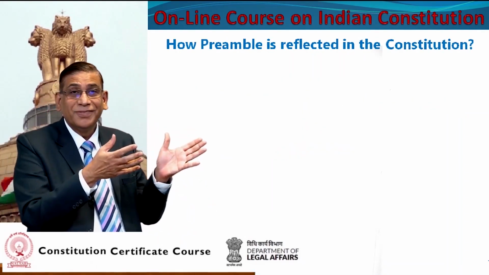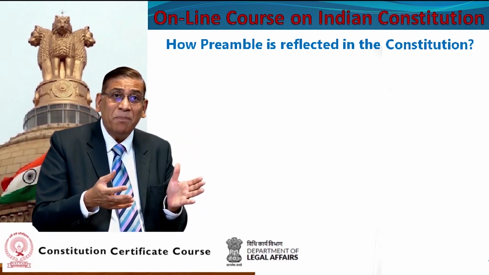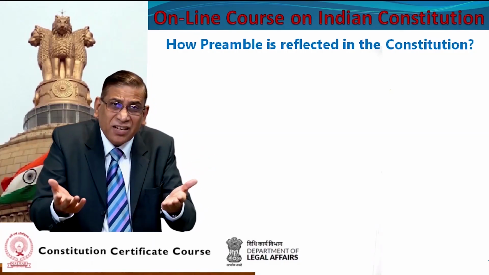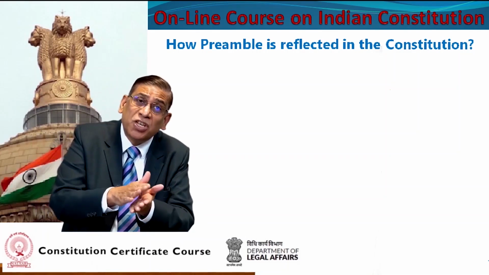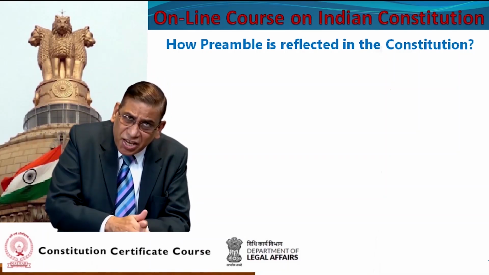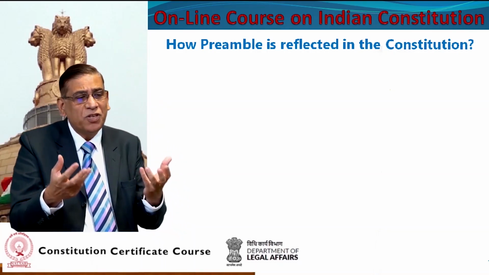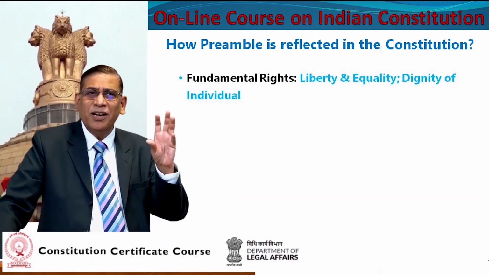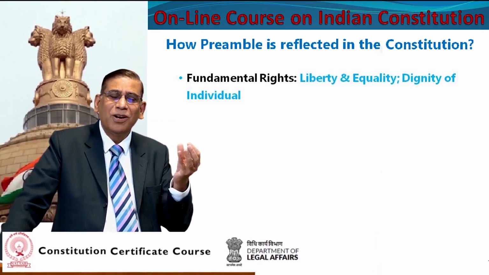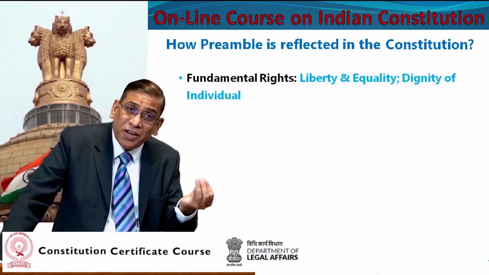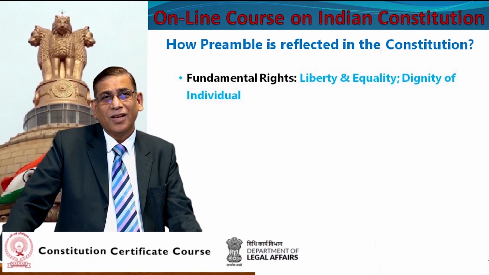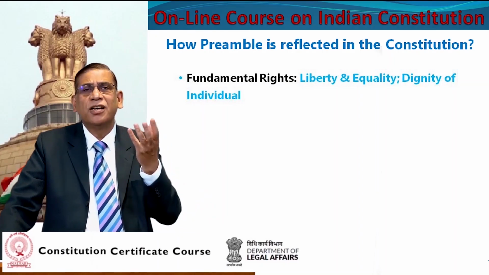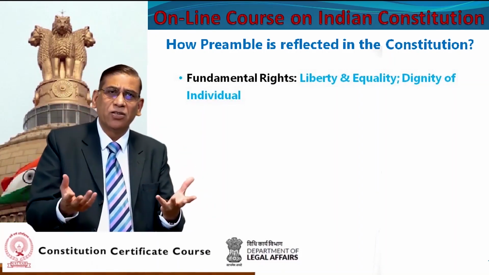Great ideas, great vision. But as I said, the preamble talks of oughts, what ought to be done. What is really done? We need to look at the express provisions of the Constitution. Therefore, let us see how the preamble is reflected in the provisions of the Constitution. Look at fundamental rights. All these fundamental rights are about liberty, equality, dignity of the individual. Our fundamental rights are largely individualistic, except the right to culture and the right of the minorities, which are group rights or collective rights.